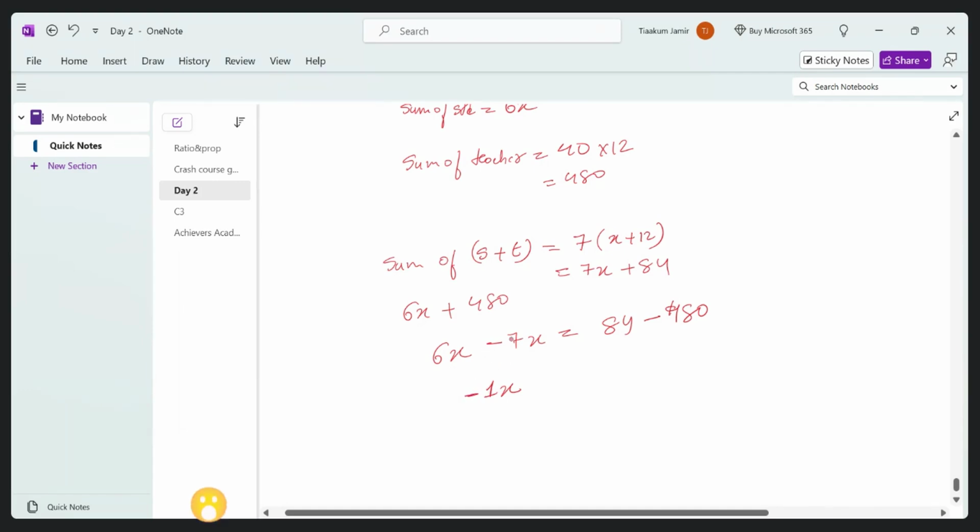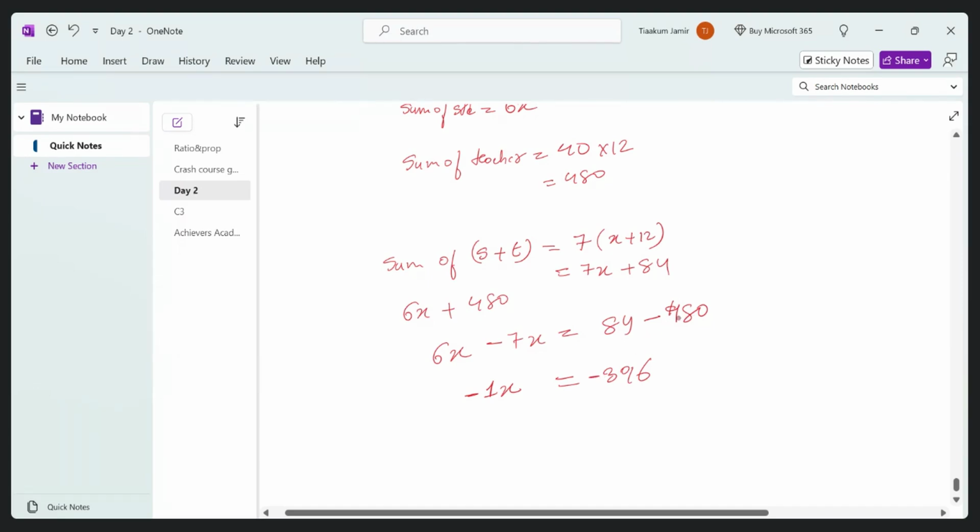7 carries what sign? Minus. Here, plus into minus is minus. 480 minus 84 will give us what? 396, or no? But again here, minus will come, or no?